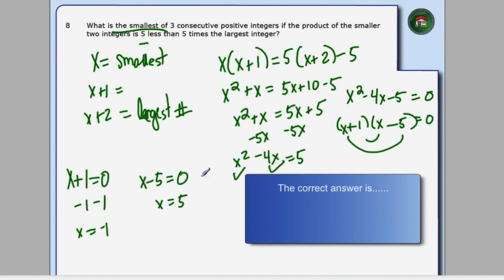What is the smallest of 3 consecutive positive integers? So there's another keyword. The answer has to be positive if the product of the smaller 2 integers is 5 less than 5 times the largest. So what is the smallest? It has to be positive, so that means this one goes away. 5 would be your answer. If it asks for the largest, you would just have to do 5 plus 2 to get 7.